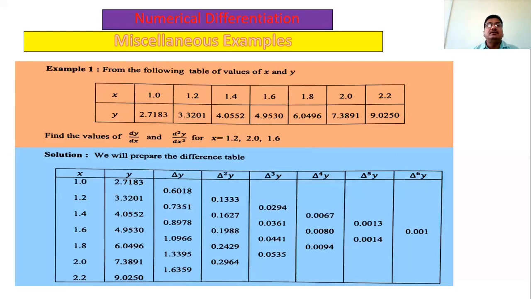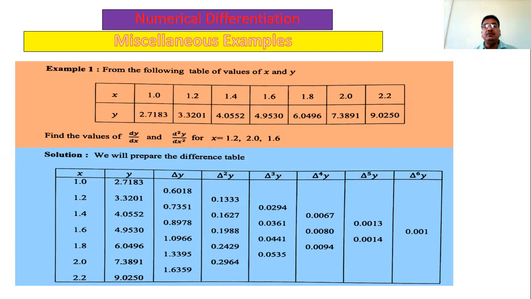In today's lecture, we discuss some more problems on numerical differentiation. So the first problem is: from the following table of the values of x and y, find dy by dx and d square y by dx square at x equal to 1.2, 2.0 and 1.6. And this is the table given to you, that is the values of x and the values of y or f(x). So we have to find the first order derivative, dy by dx, and the second order derivative, d square y by dx square, at x equal to, first, 1.2.